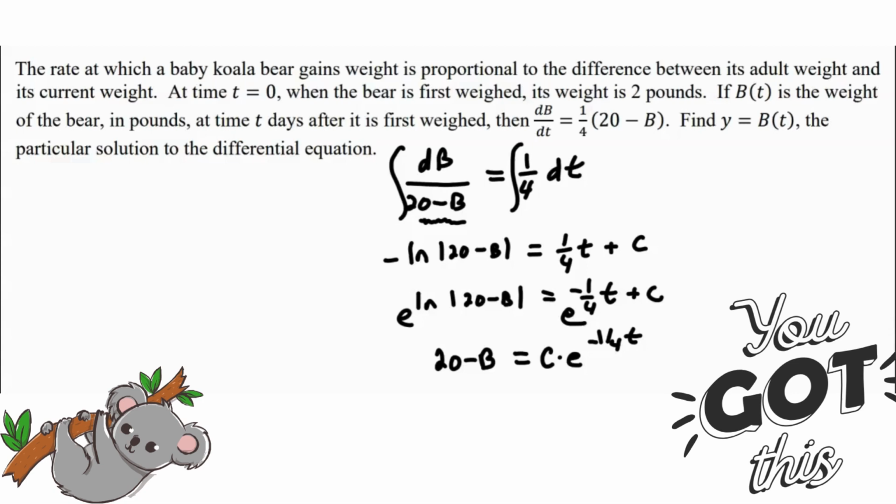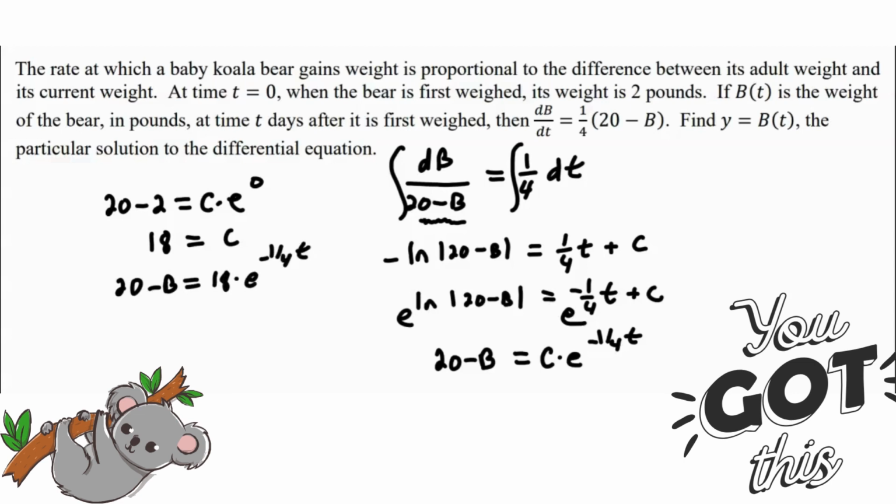Okay, at this point I'm going to find the constant. It says when the bear is first weighed, it weighs 2 pounds at time t equals 0. So b is 2 at time t equals 0, so I get 20 minus 2 equals c times e to the 0 power. Well, e to the 0 power is 1, so I get c equals 18. So that means if I sub in for c, I get 18 times e to the negative 1/4 t.